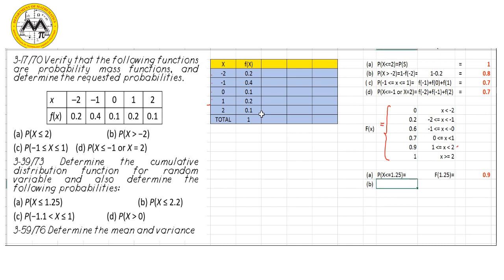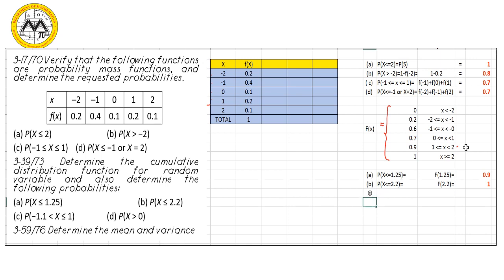How about B? B is less than or equal to 2.2. So we're looking for the probability that x is less than or equal to 2.2, which is equal to F of 2.2. What is F of 2.2? I think it's the sample space, so everything is included. F of 2.2 is falling on greater than or equal to 2, so it would be 1.